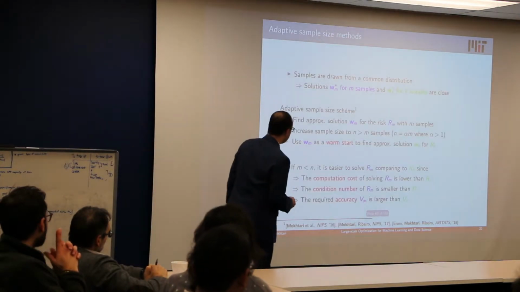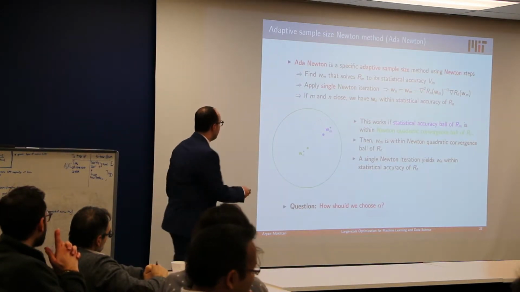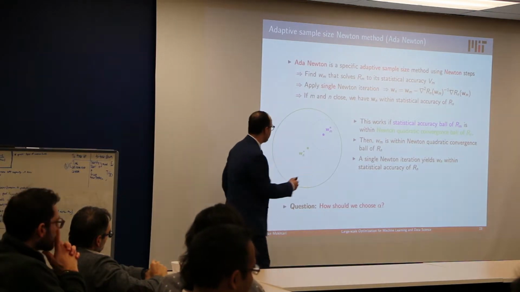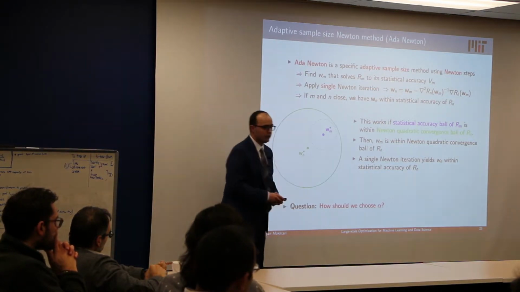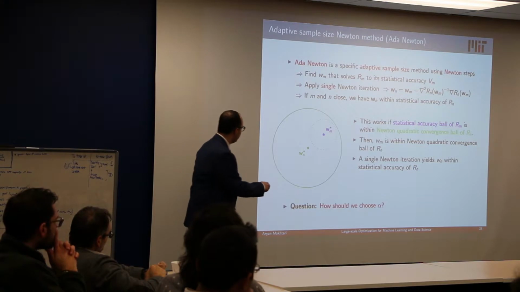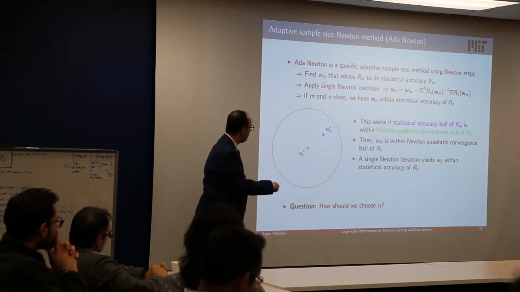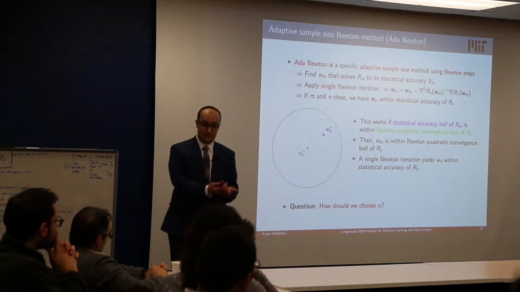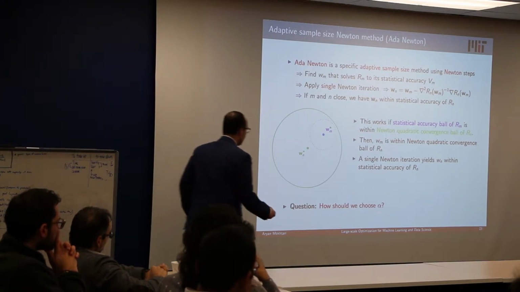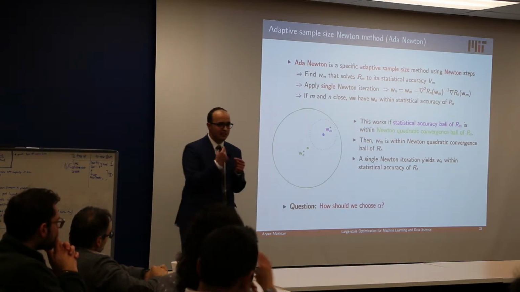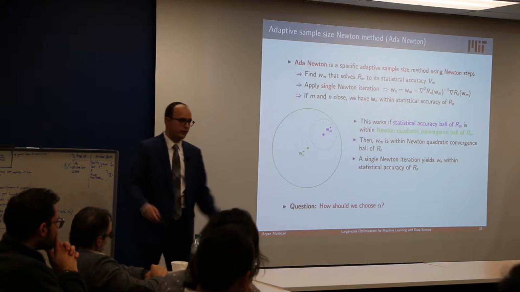Okay, so where I was. We want to make sure that n and m are related to each other in a way that the solution that you already have for this current problem is in the quadratic convergence neighborhood of the next problem, right? So then the question is, how should I use alpha? Alpha is the factor by which I'm increasing the size of the training set, right?